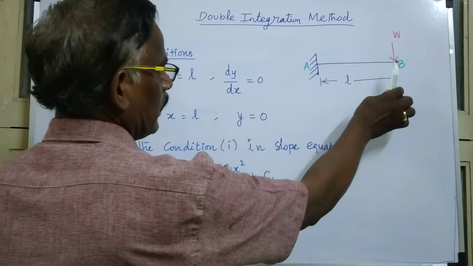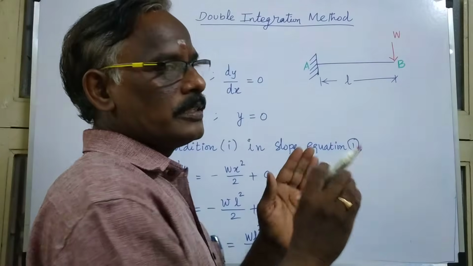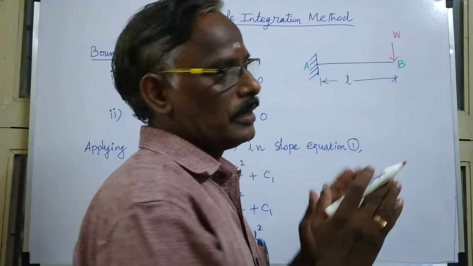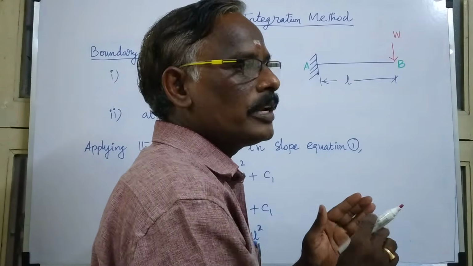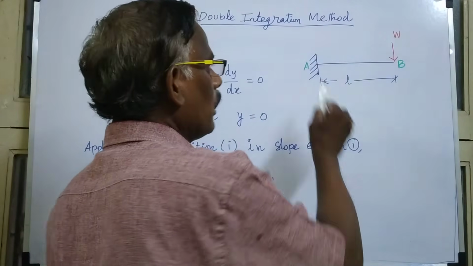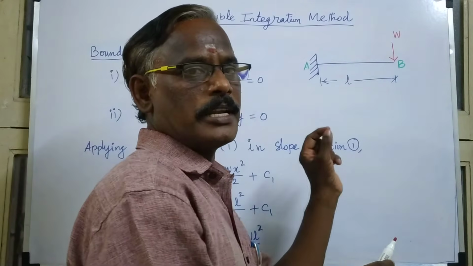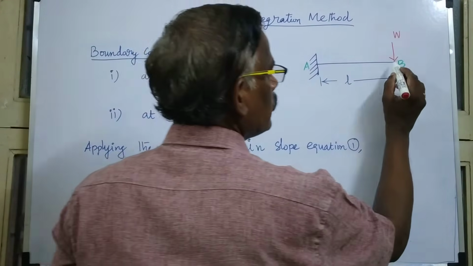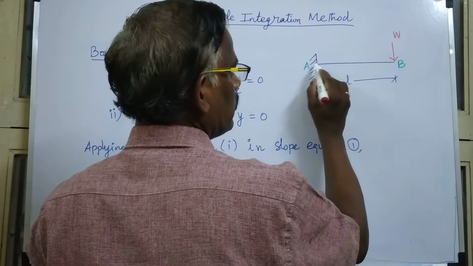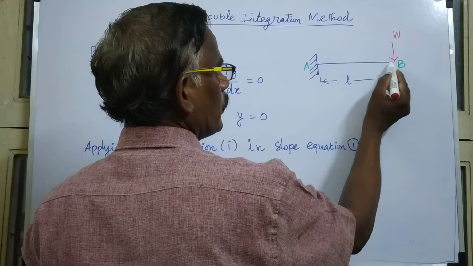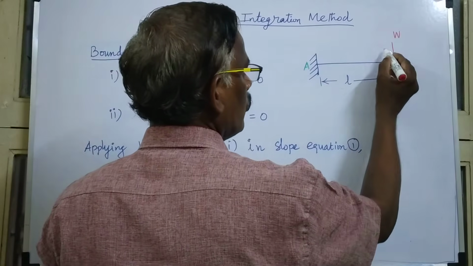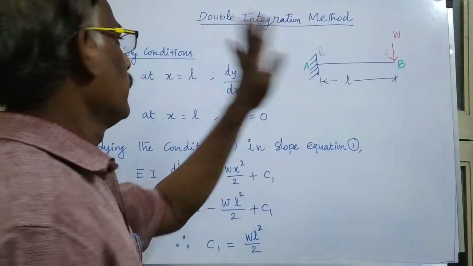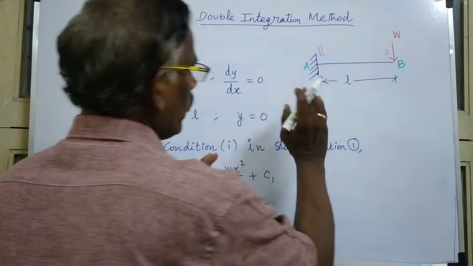Always, in the case of a cantilever beam, the starting point is the free end. The free end is the starting point, and the fixed end is the end point. So we are starting from here, it is the 0 point. From here the length is L, so it runs from 0 to L. Here 0, here L, total length L. So what is the boundary condition?